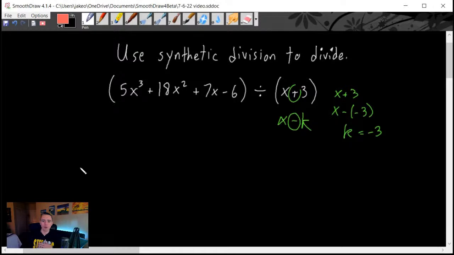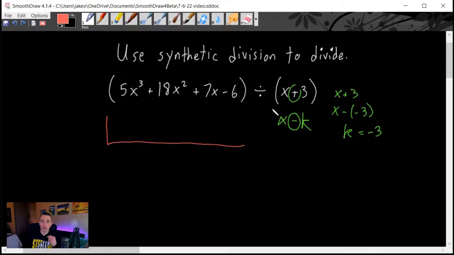Basically, what you're going to want to do is set up this little division symbol. You're going to make sure that you have your polynomial written from the highest power x term down to the lowest power x term. So here we already have it written, x cubed, x squared, x, and then our constant term. So it's already in descending power of x, which is exactly what we want.